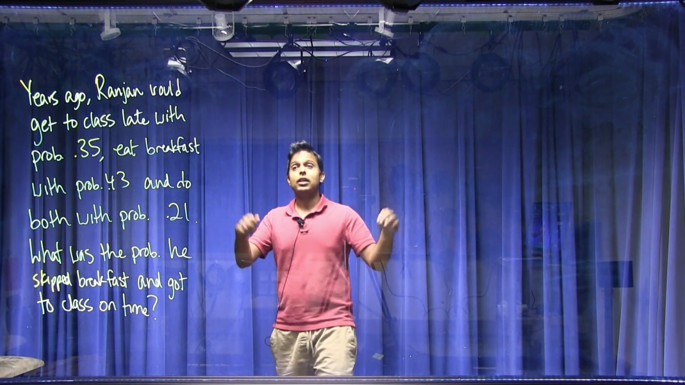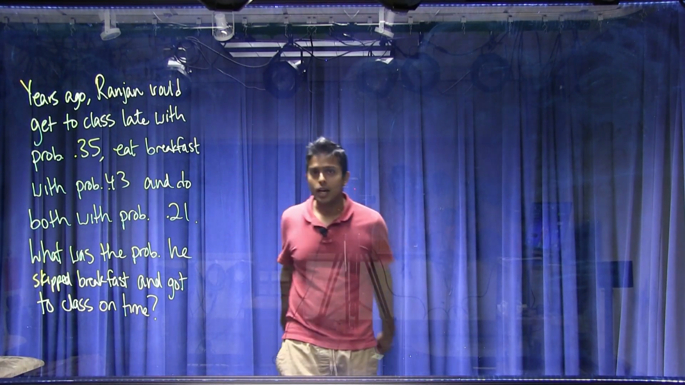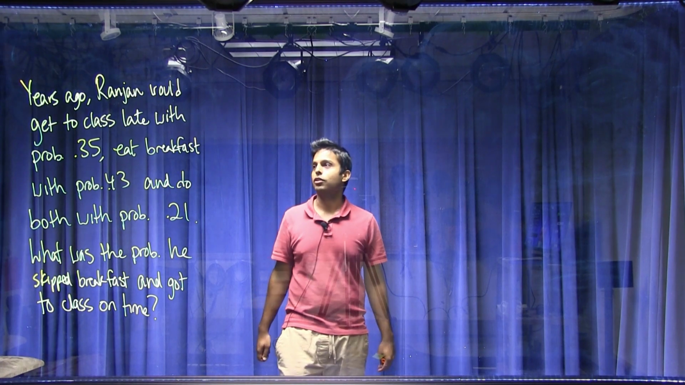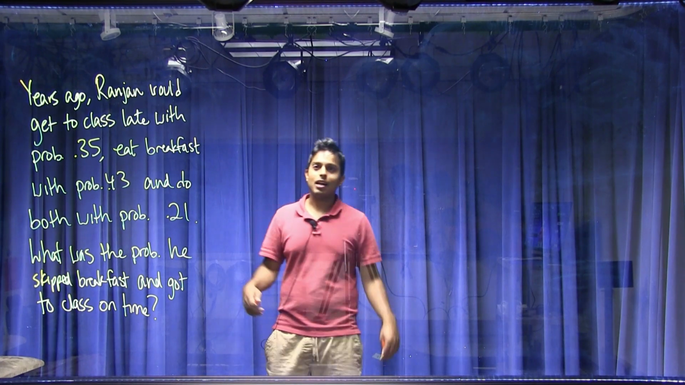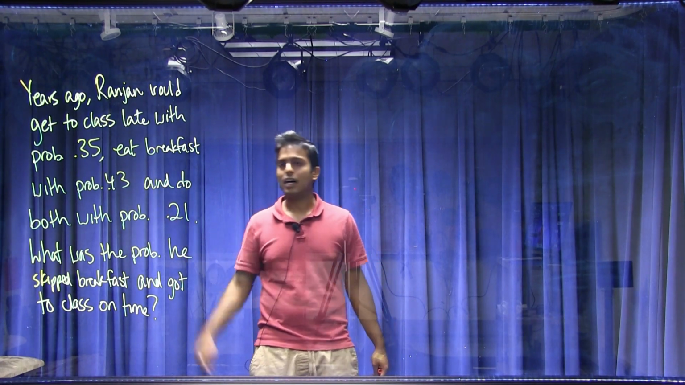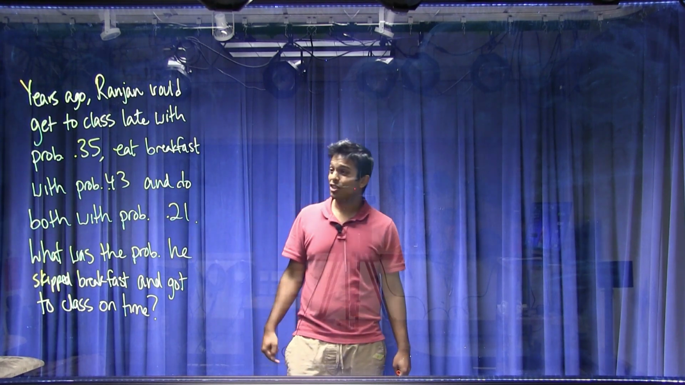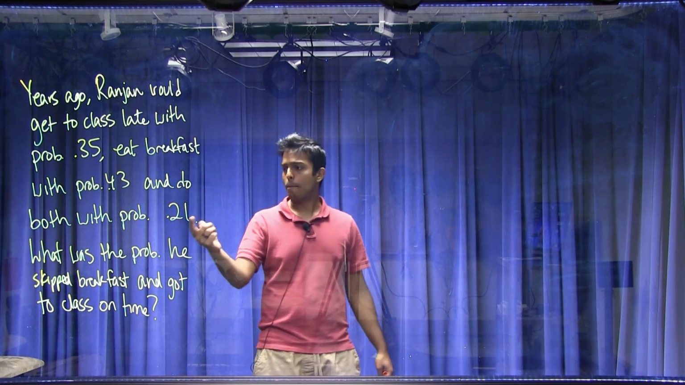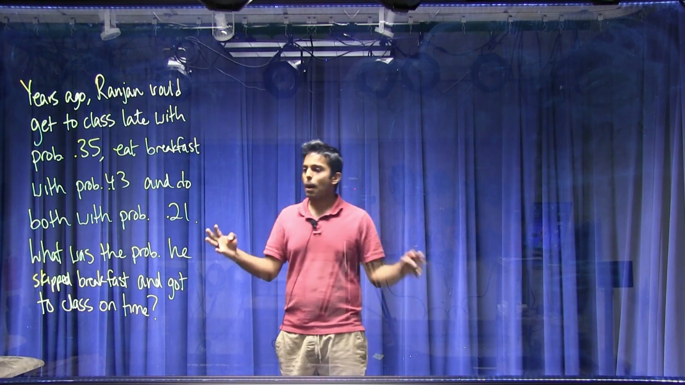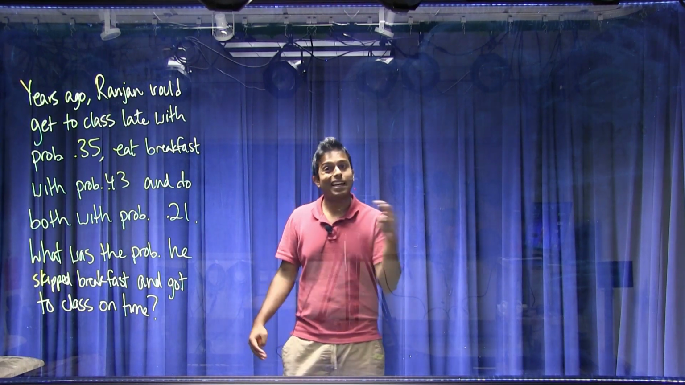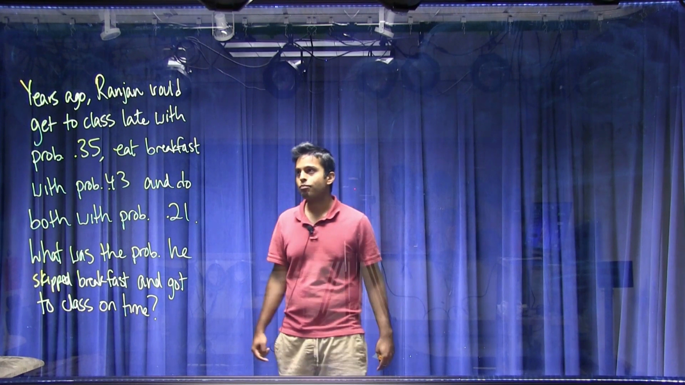A long, long time ago in a galaxy far, far away, I used to be a college student just like you guys. And I would get to class late with probability 0.35, and I'd only eat breakfast with probability 0.43, and I'd actually do both of those things with probability 0.21. What was the probability that I skipped breakfast and got to class on time?